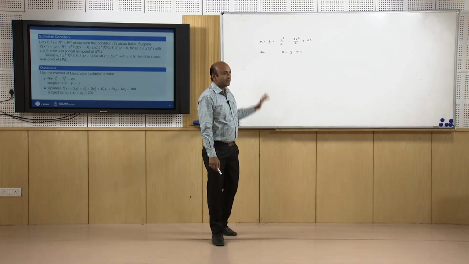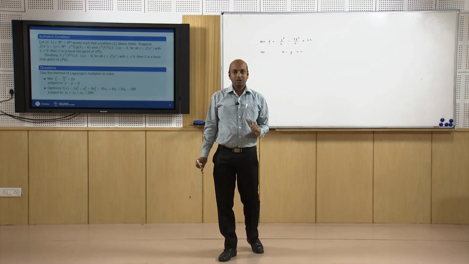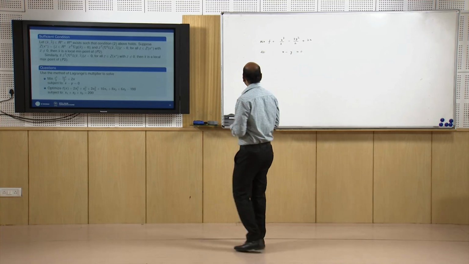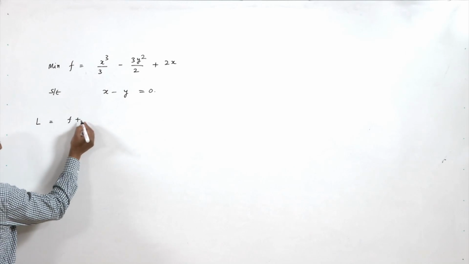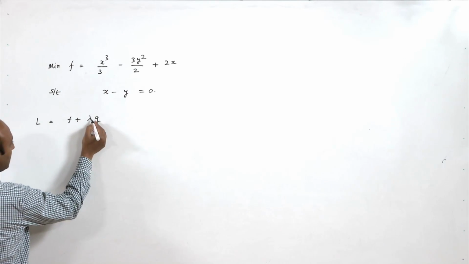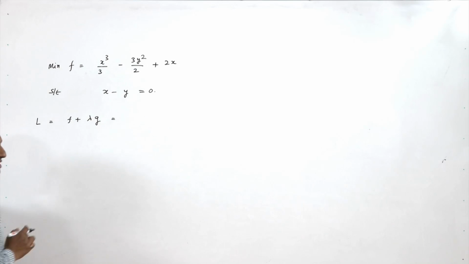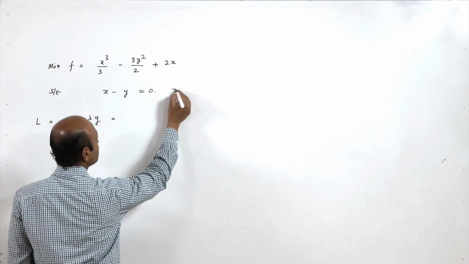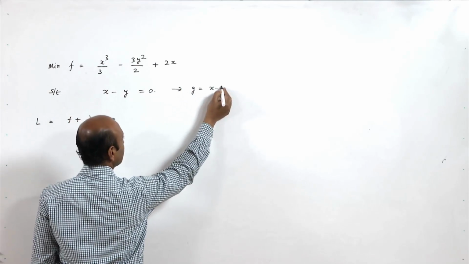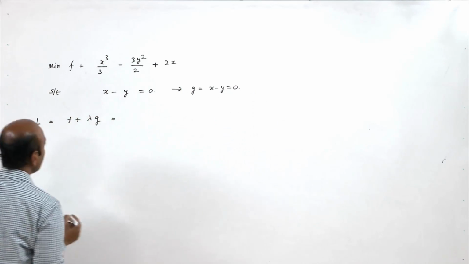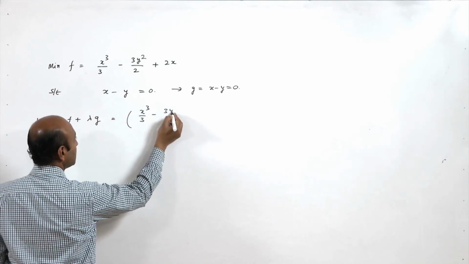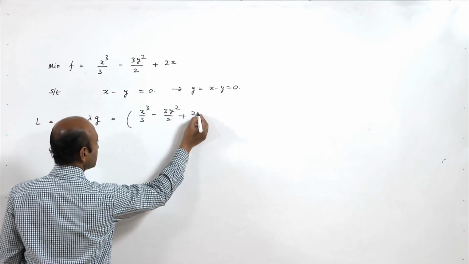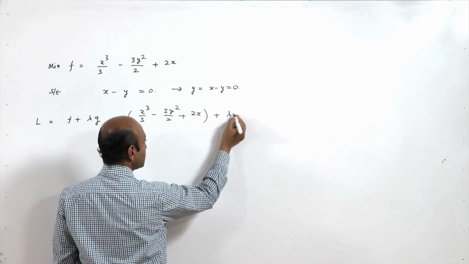Now, if you have to solve the same problem using the Lagrange function, how can we do that? This is simply an illustration. We consider a Lagrange function L which is f plus lambda g, because only one constraint is involved. g is this constraint, g equals x minus y equal to 0. So, this is nothing but x cube by 3 minus 3y square by 2 plus 2x plus lambda times x minus y.